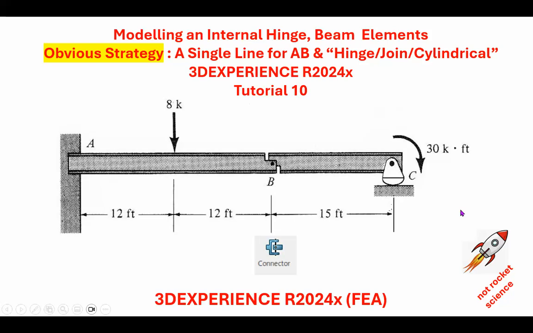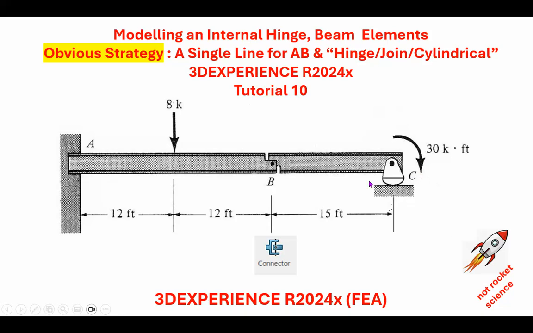We have a cantilever beam, but actually it's also supported on the right-hand side. I should not call it cantilever, but anyway, it's this structure. And there is an internal hinge at the point B. That means there is no moment at this location. Concentrated force here and a concentrated moment at this end.